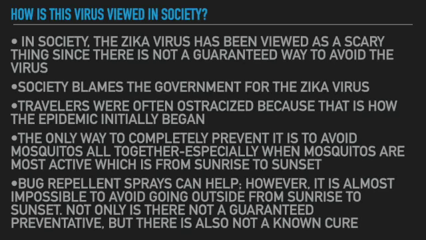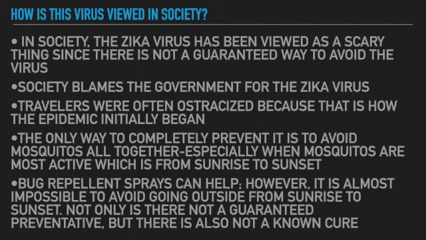How is this virus viewed in society? In society, the Zika virus has been viewed as a scary thing since there is not a guaranteed way to avoid the virus. Society blames the government for the Zika virus. Travelers were often ostracized because that is how the epidemic initially began.